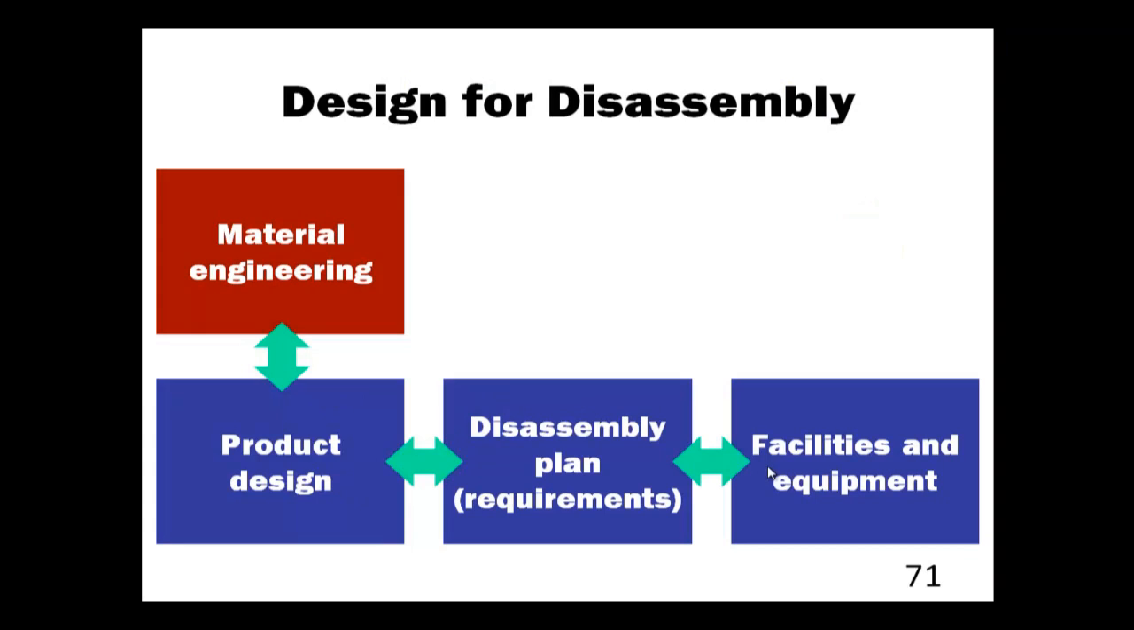Design for disassembly is in a way similar to what we looked at in material engineering. Now, when the product is designed, the disassembly plan for the product has to be designed at the same time, in parallel. Just as we saw with the material, when it's designed, the plan for reprocessing it has to be designed at the same time to guarantee that that material is recyclable. So when the product is designed, the plan for disassembling it is also designed at the same time, and the facilities and the equipment are all predetermined so that the disassembly plan can be carried out.